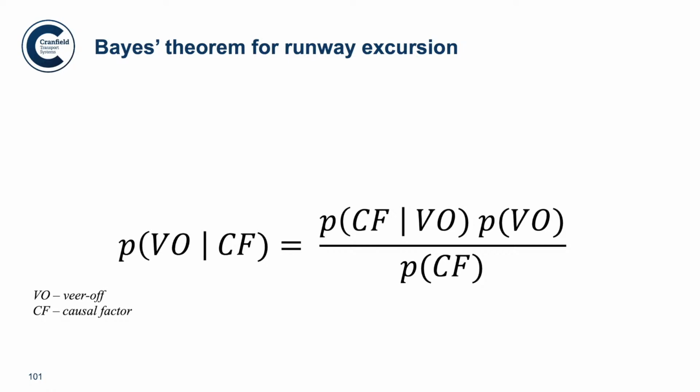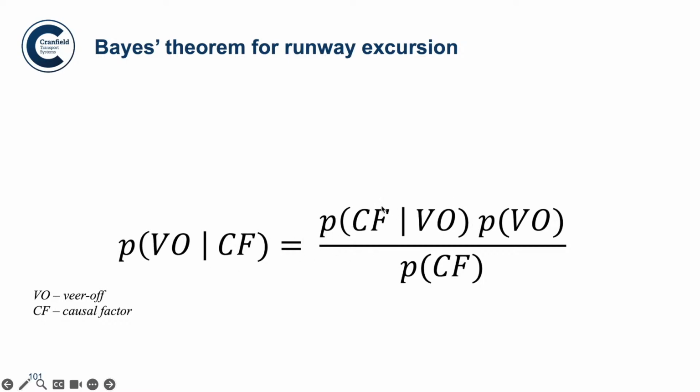So coming back to this, Bayes' theorem for a runway excursion would look like this. We have that the probability of veer-off given a causal factor is present is equal to, now remember, that's the bit on the left that we want to know about, but we need these things over on the right to be able to calculate that.